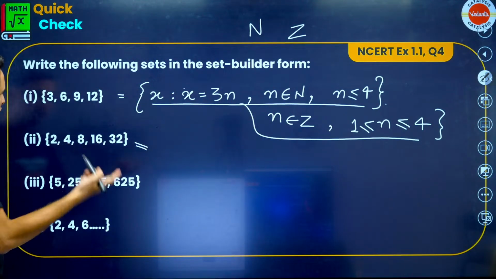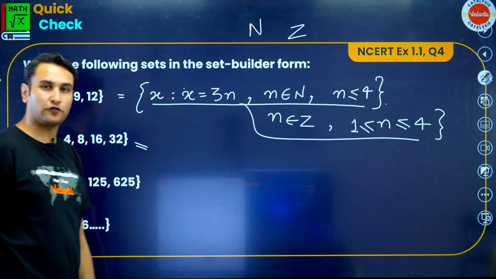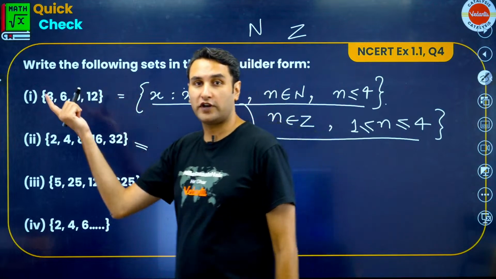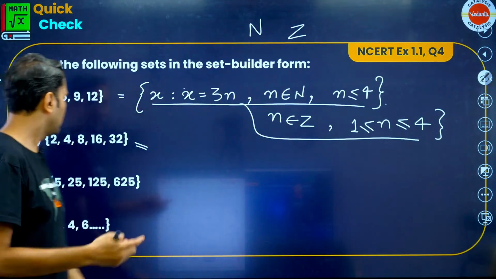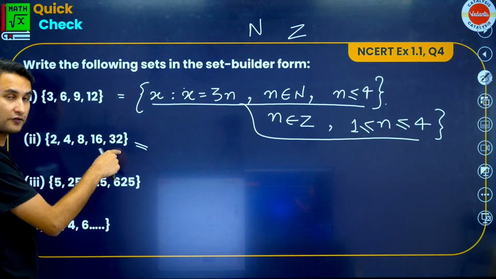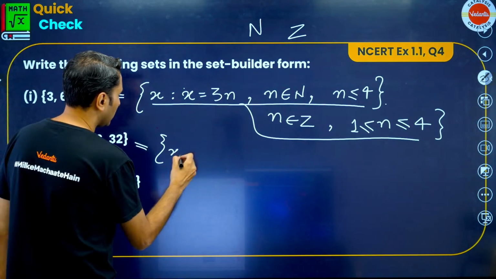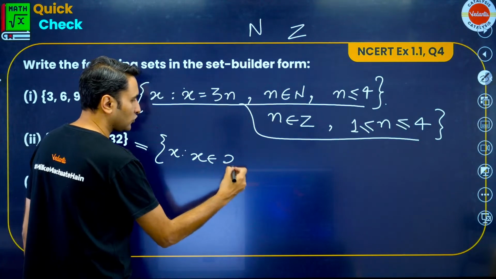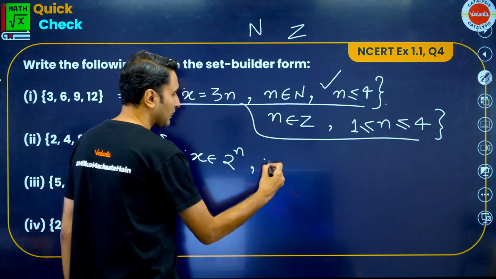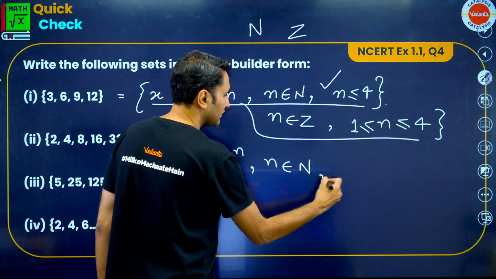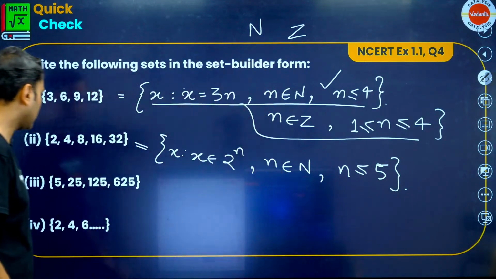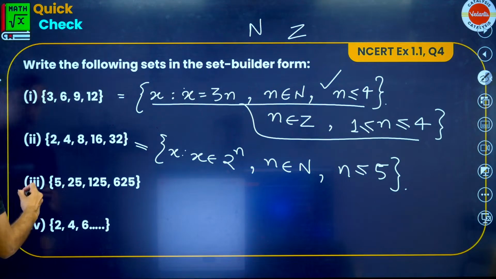Similarly, 2, 4, 8, 16, 32. Is it a multiple of 2? Or is it 2 raised to power 1, 2 raised to power 2, 2 raised to power 3, 2 raised to power 4, 2 raised to power 5? So this is the set of all x such that x equals 2 raised to power n. Let me use this format, the natural number ones. n belongs to natural numbers and n is less than or equal to 5. Clear? Similarly, can you do this yourself?